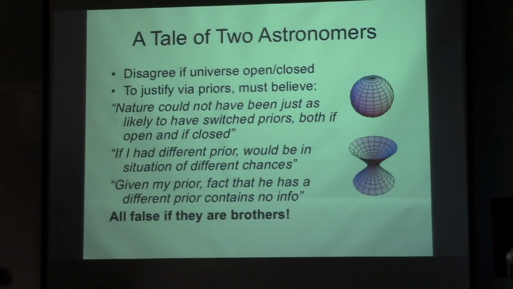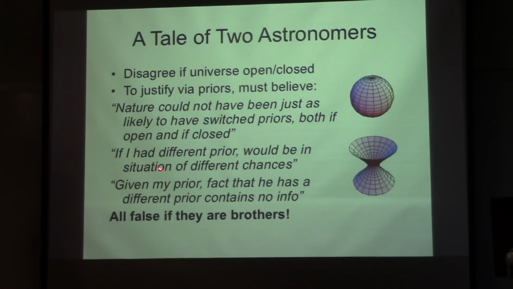So, tale of two astronomers. Say they disagree about the universe being open or closed, and they think this is due to their priors. They're trying to justify this by their priors. So they have to believe the following things. Nature could not have been just as likely to have switched our priors if the universe was open or closed. And if the universe was one way, there has to be one set of processes to switch our priors, and then a different set of processes that switch priors if the universe is closed.